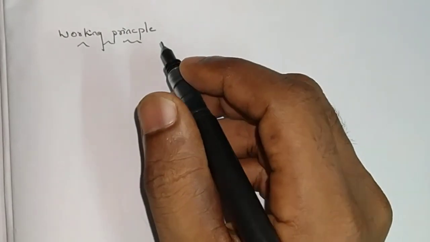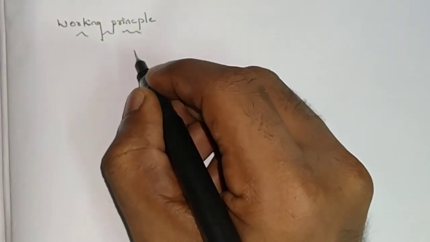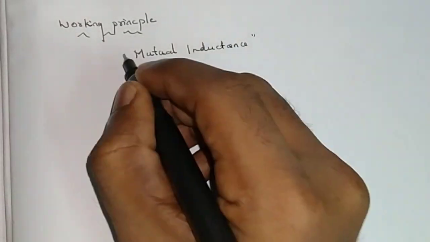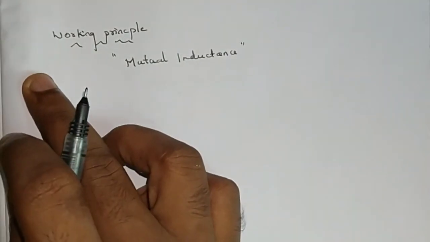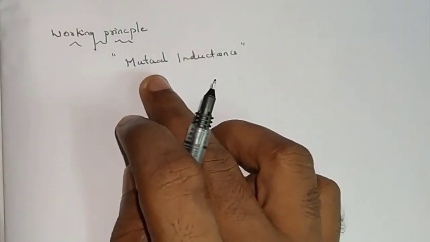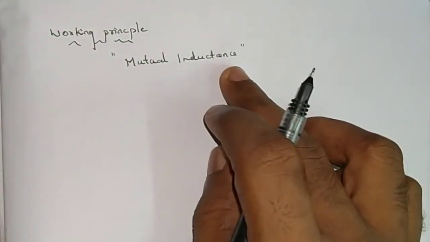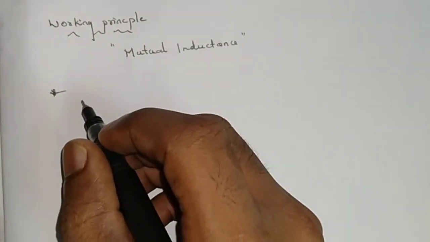Working principle of transformer. The transformer works on the principle of mutual inductance. So this is the first point you have to write under working principle. Then you need to explain what is mutual inductance, as I explained earlier, and in the second point you need to explain how the EMF will be induced.